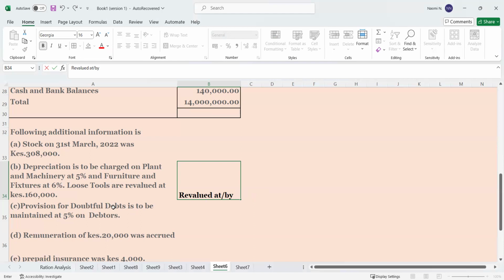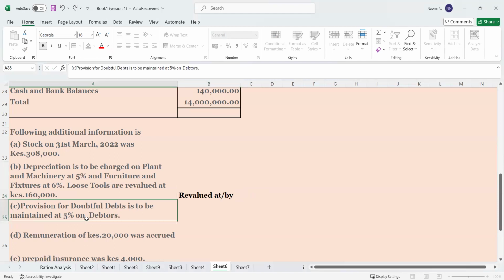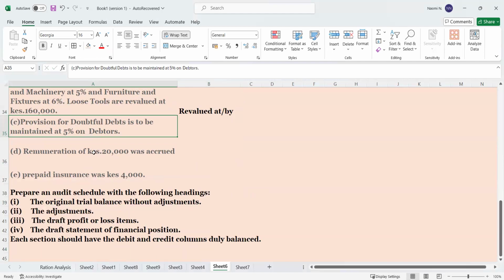Then we have provision for doubtful debts to be maintained at 5% on debtors. Remuneration was accrued. In our last video, we said that when it comes to accrual, an accrued item is an expense that was incurred in that period. Let's say for Jaber ending 31st March, it implies that the expenditure was already done, so it was then accrued.